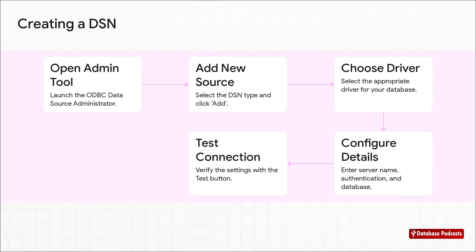And actually, setting one of these up is pretty painless. In Windows, you just open up the ODBC Administrator tool, you pick the type you want, like a system DSN, choose the right driver from a list, and then just fill in the boxes. What's the server name? How do I log in? And so on. And the best part is hitting that test button at the end and seeing connection successful pop up.